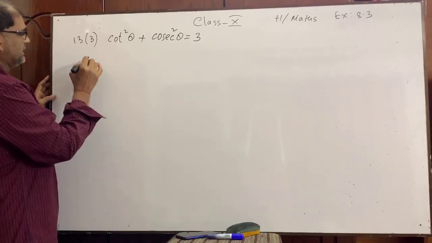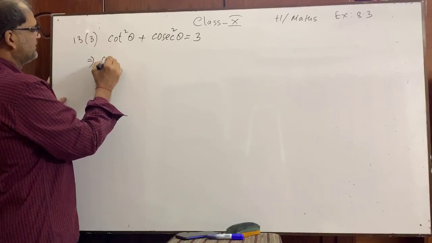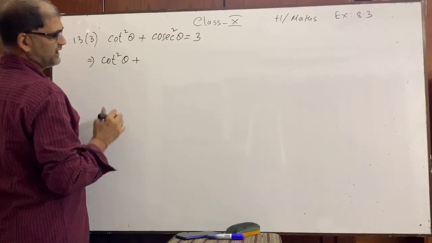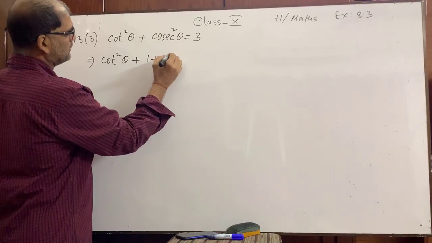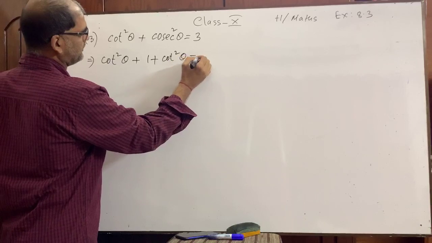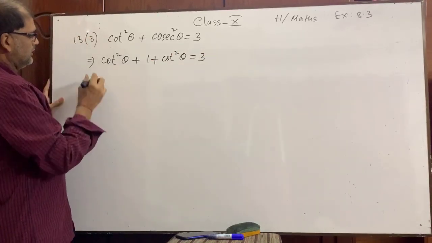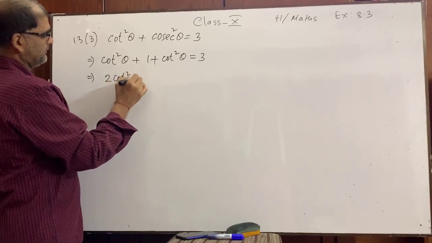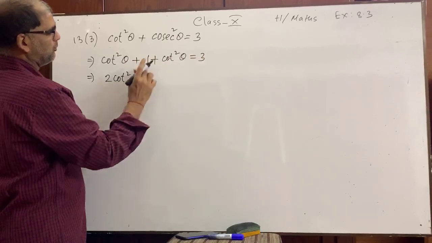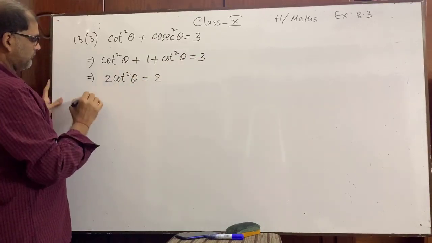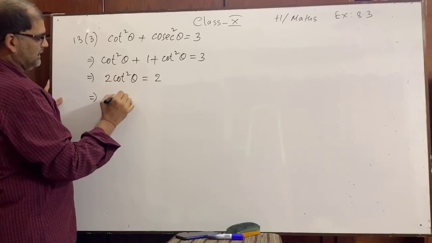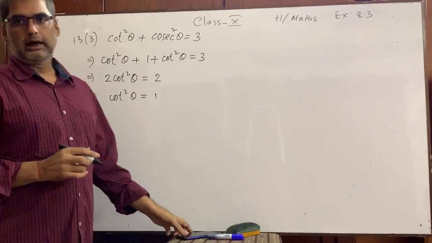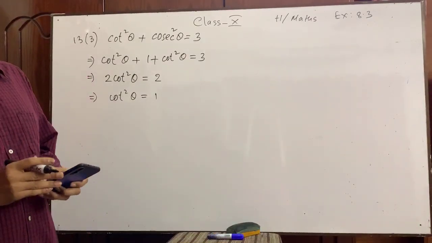Now, you see, this is cot square theta, this is cosec square theta, that means 1 plus cot square theta equals 3. We can write here 2 cot square theta is equal to 3 minus 1, that is 2. Cot square theta is equal to 1. Dividing both sides by 2. I have divided both the sides by 2. Okay?